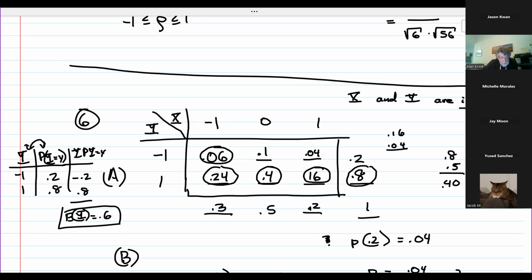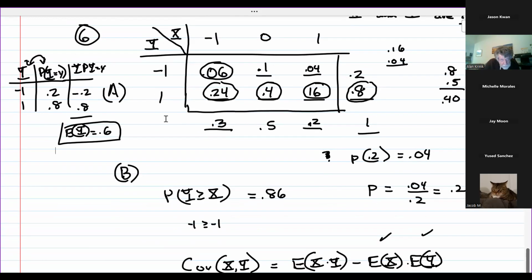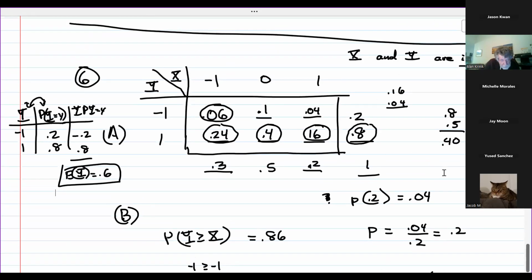So if you have the joint table, you can recover the marginal tables. This is the table for Y. Let me see. Did I do something right there or wrong? Oh, okay. I thought that was a square, but it was part of my arrow. So I think it's okay. Check my answer sheet again. If it doesn't agree, let me know.